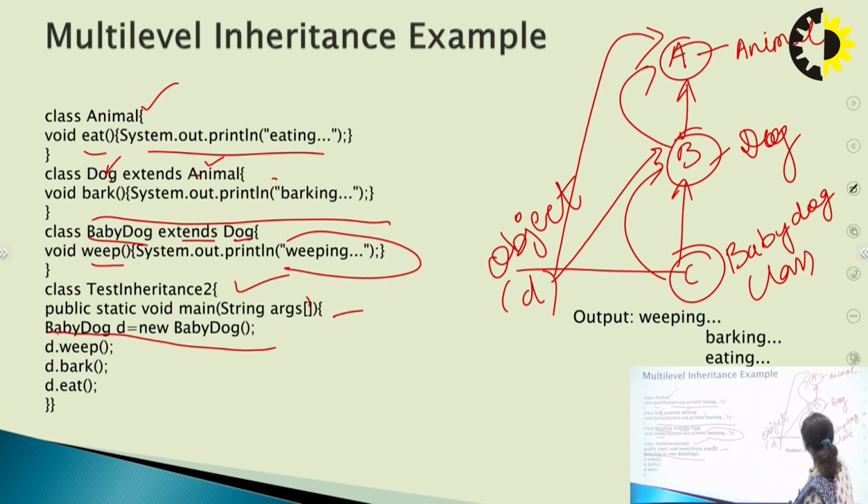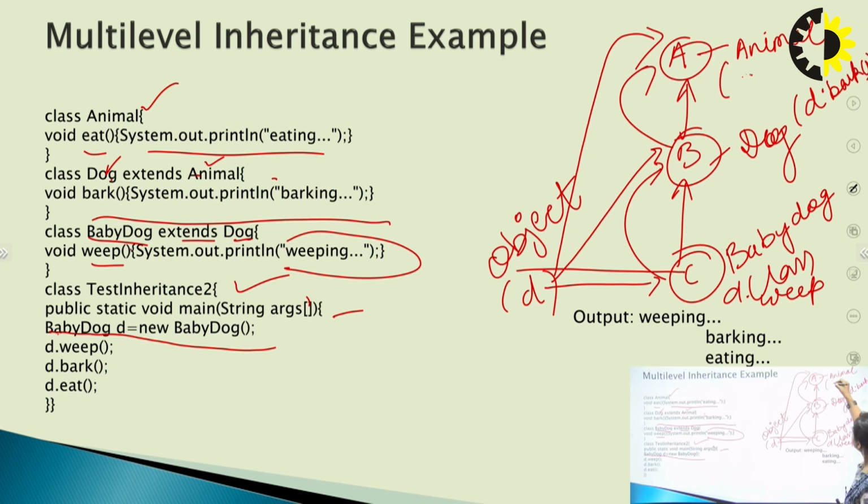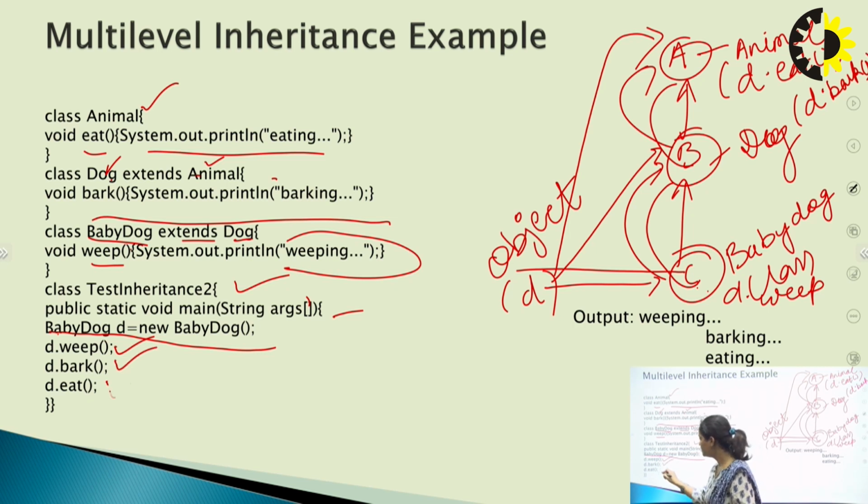We have D dot weep. It will be accessing its own method also, that is D dot weep. Then it will be accessing here D dot bark, and for animal it will be accessing D dot eat. So with the same object of this particular child subchild class, we will be capable of accessing the two classes B and A with the single object, like this: D dot weep, D dot bark, and D dot eat.